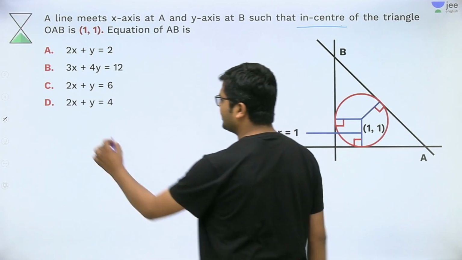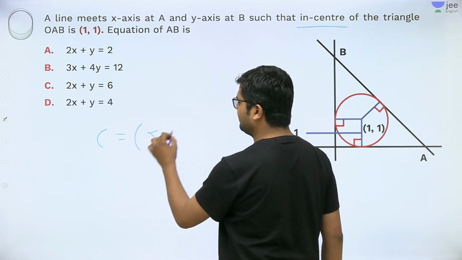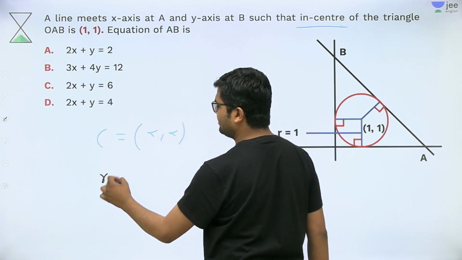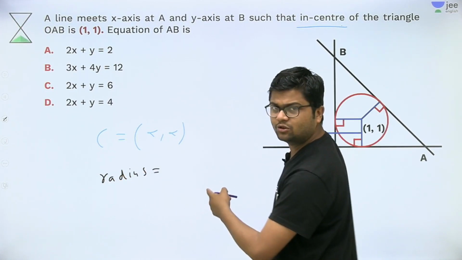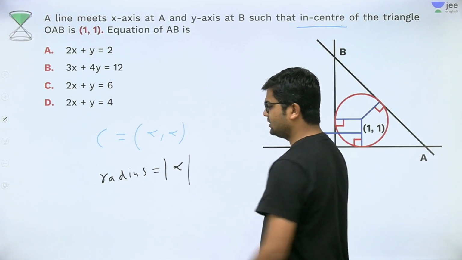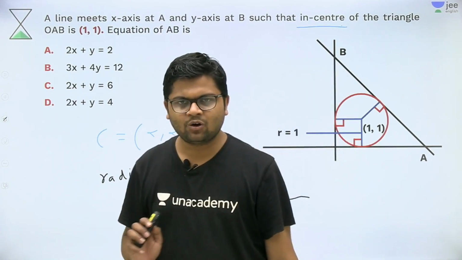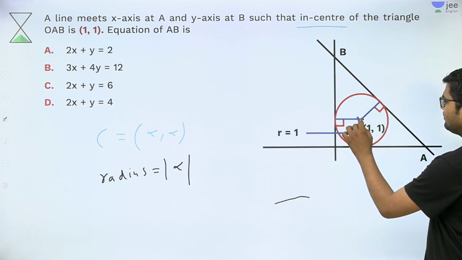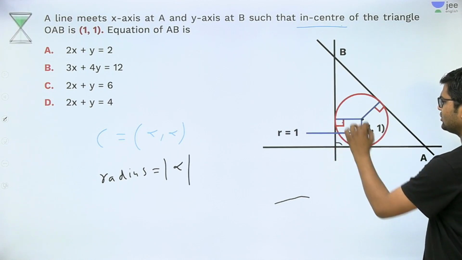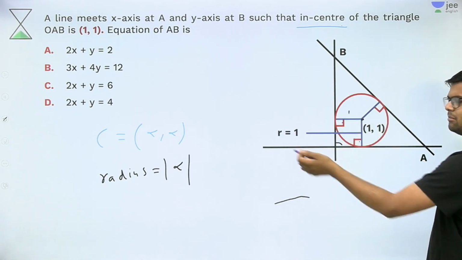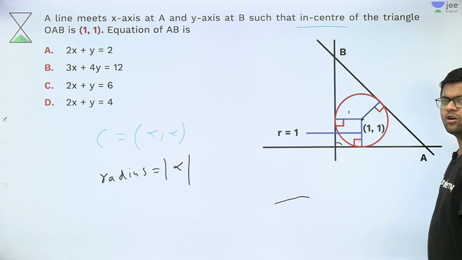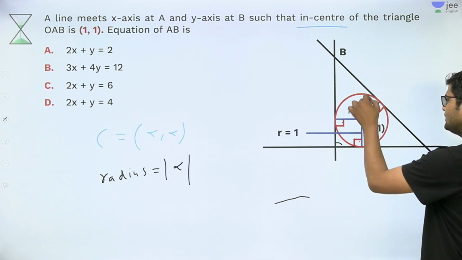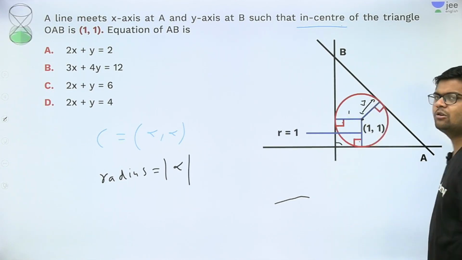It means if a circle touches both the axes, its center can be written as (alpha, alpha), and its radius should be equal to modulus of alpha. This is a standard theory of circle. Now I have the center given to me as (1, 1). So if the center is (1, 1), the radius becomes 1. From my logic, if the center has coordinates (1, 1) and it touches both the axes, the coordinate of the center will be equal to the radius. So this distance will also become 1, equal to the radius.